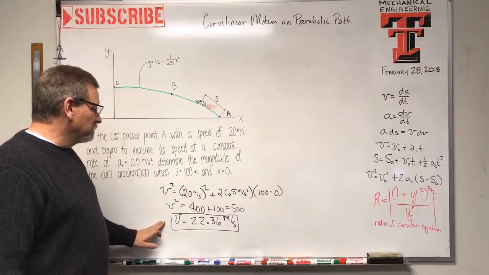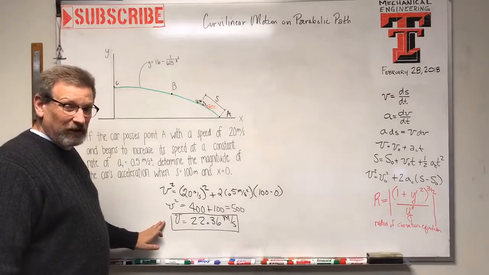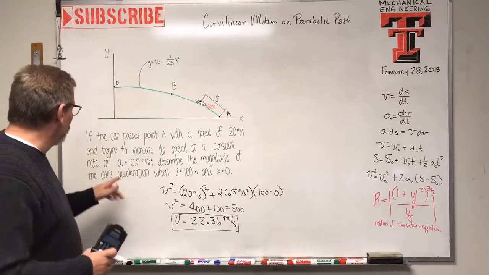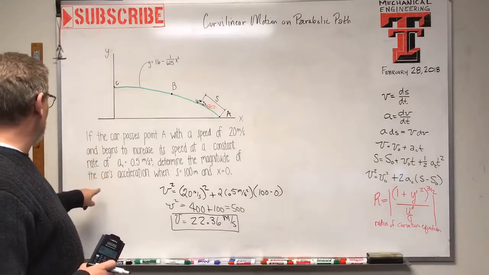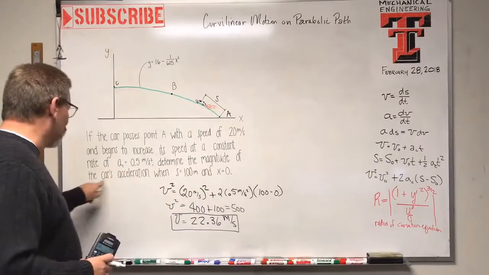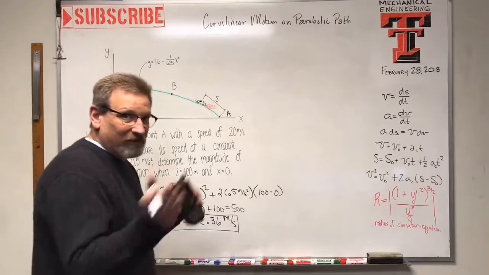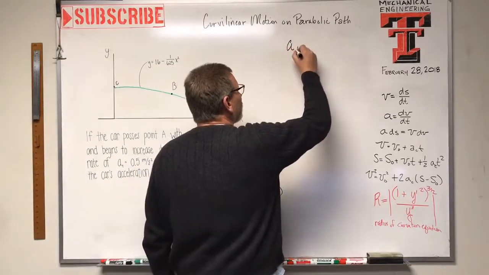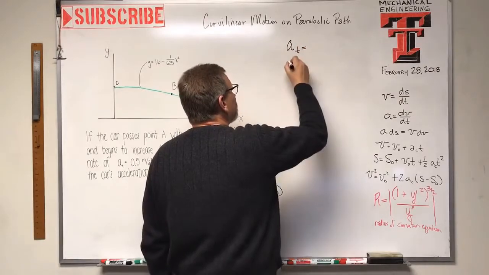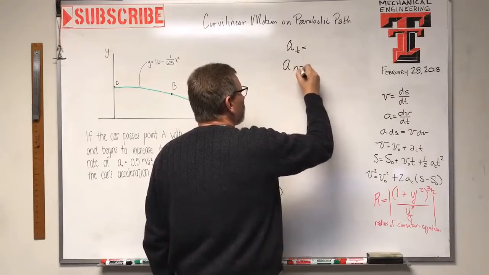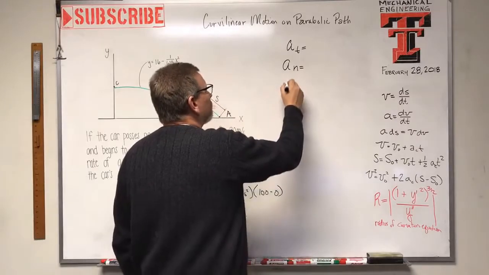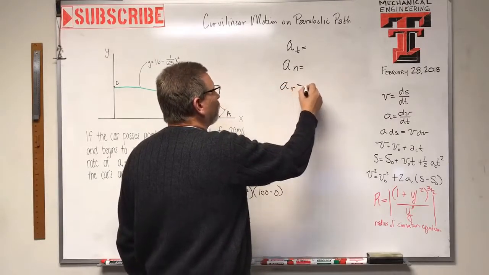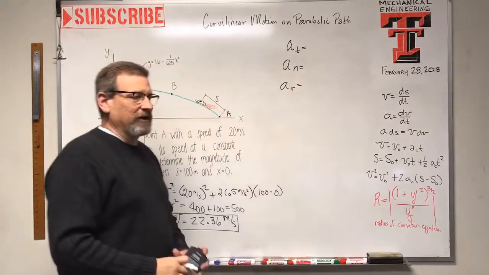Now, wow, the next part is going to get a little bit mind-blowing. So what do they want us to find? They want us to find the magnitude of the car's acceleration. So we go back to the last video. You remember the acceleration equations. We have tangential acceleration, we have normal acceleration, and then we have the magnitude of those two, or we could call it R for resultant acceleration.